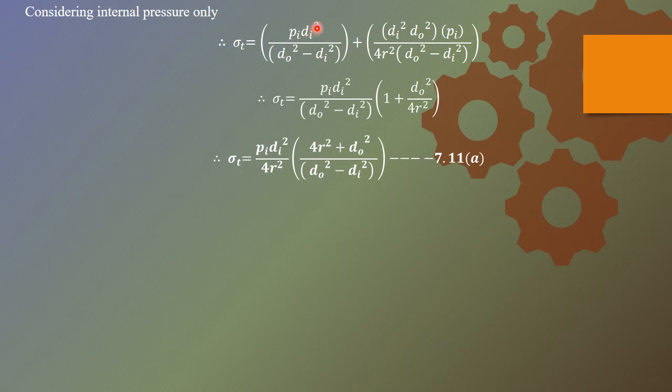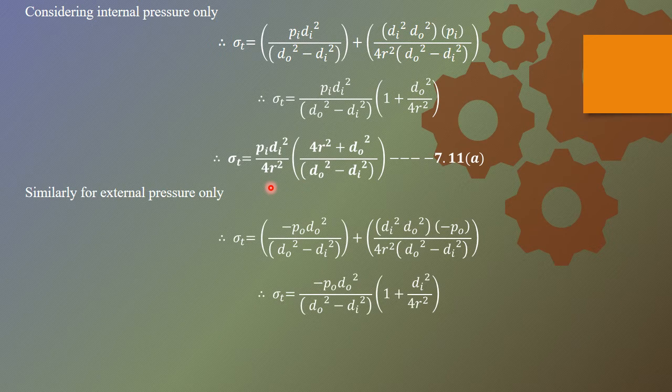You can see Pi di square by d naught square minus di square is common, so you can take that out. Then it will be 1 plus d naught square by 4r square. And this is the form in which you can see the expression for tangential stress, considering only internal pressure, in your data handbook, in equation number 7.11a. So this is the expression for tangential stress considering only the internal pressure. That is, if you have to consider the inner surface of the inner cylinder, then only internal pressure you need to take into account.